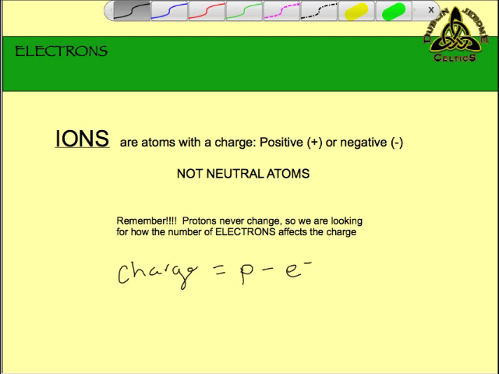If you're a mathematical thinker, the charge is equal to the protons minus the electrons. So if those two numbers are the same, the charge obviously is 0. It's a neutral atom. If they are different, then you get either a positive charge or a negative charge, depending on how the electrons have changed.